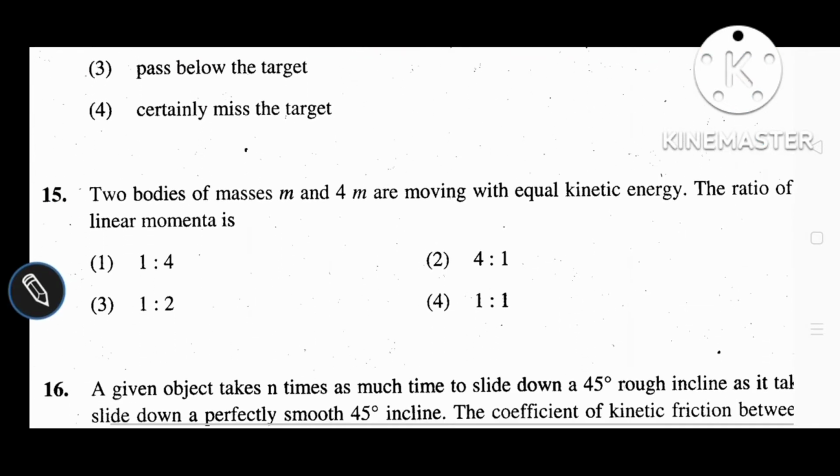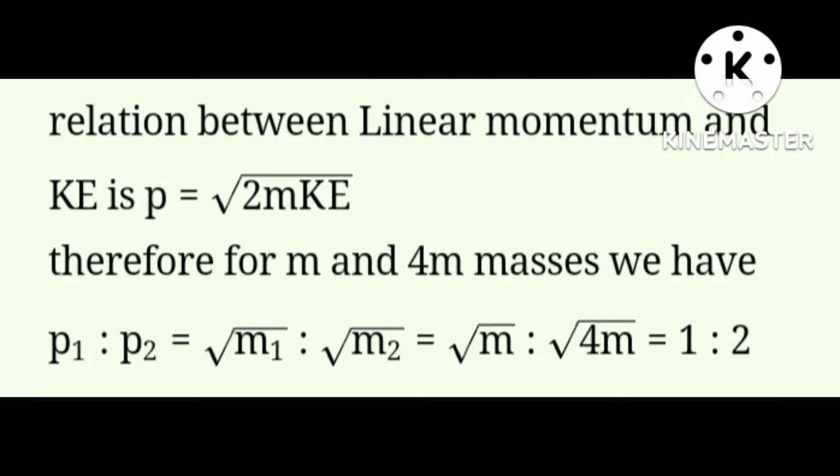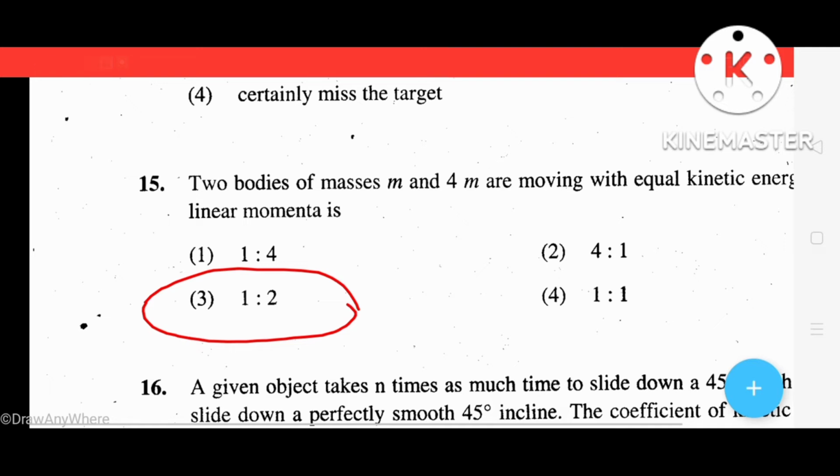Next one, question number 15. Two bodies of masses m and 4m are moving with equal kinetic energy. The ratio of their linear momenta is. So the relation between linear momentum and kinetic energy is given by P is equal to root of 2m KE. The two masses are m and 4m. Their ratio will be equal to root of m is to root of 4m. So 1 is to 2. The answer for this question will be 1 is to 2, which is given in the option number 3.